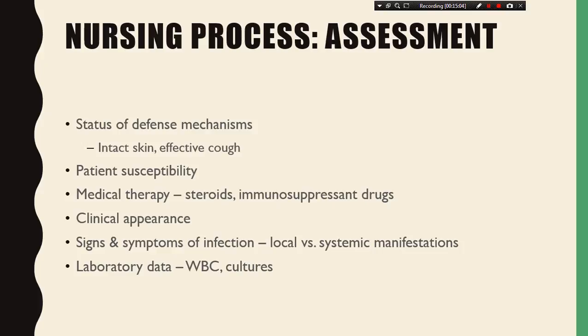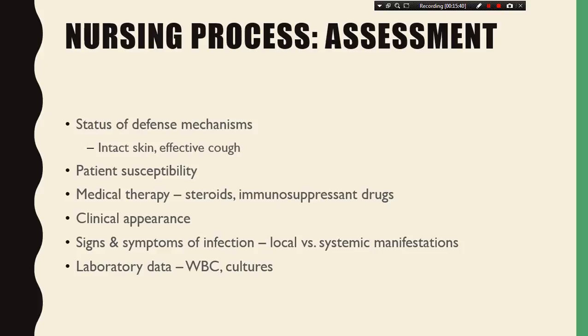So their clinical appearance, what do they look like? Do they look sick? Signs and symptoms of infection might be local or systemic manifestations. Local, we know, might just be the redness, the swelling. Is there drainage? What color is the drainage? Does it have a foul odor? And then maybe some of those systemic manifestations. Do they have a temperature? Do they have chills? Are they a little lethargic?